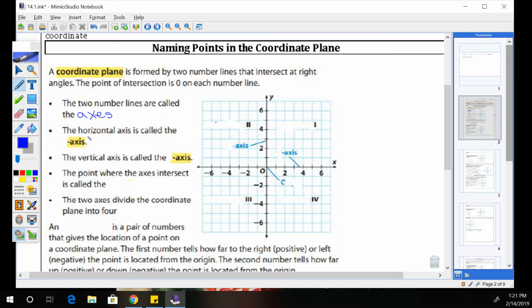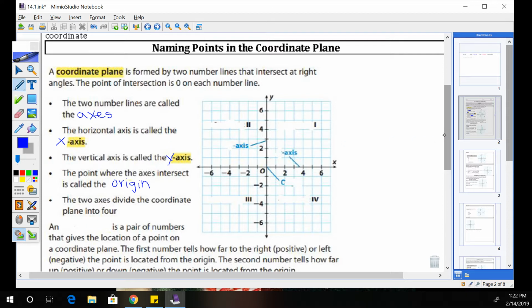Okay, the next thing, the horizontal axis is called the x-axis. Write it down. The vertical axis is called the y-axis. Write it down. The point where the axes intersect is called the origin. And the whole thing is called the coordinate plane. One more time, axes is not spelled wrong. This is the plural word for axis.